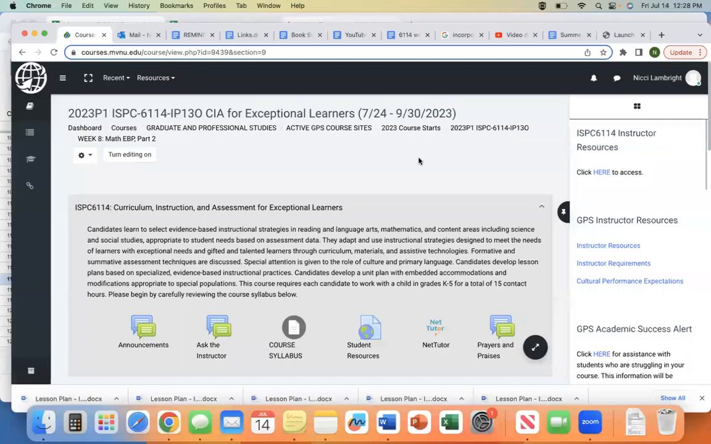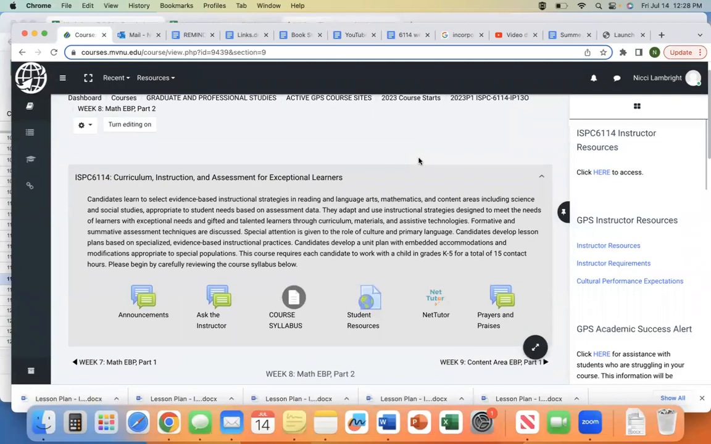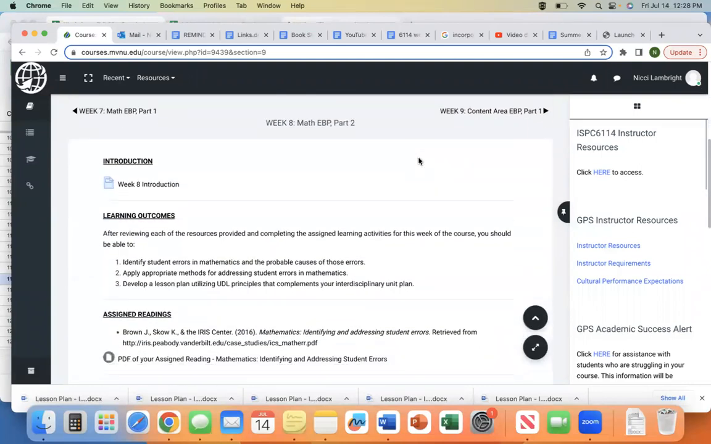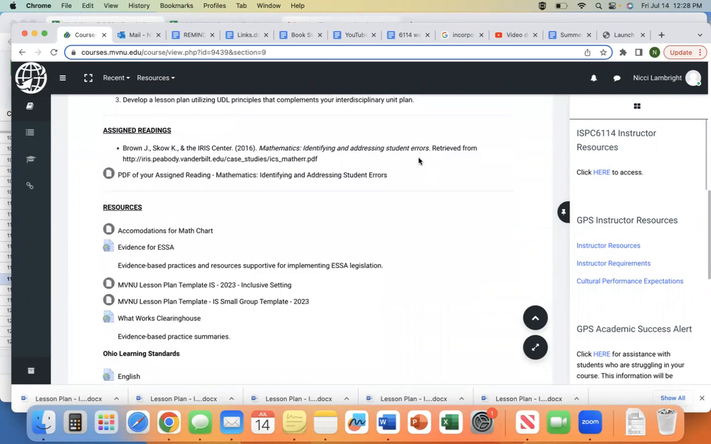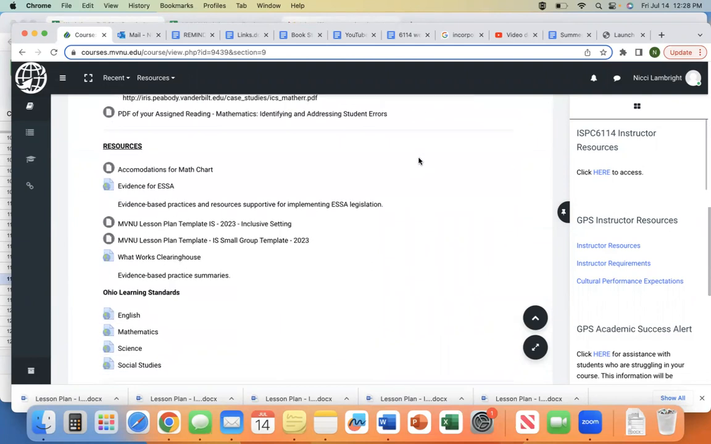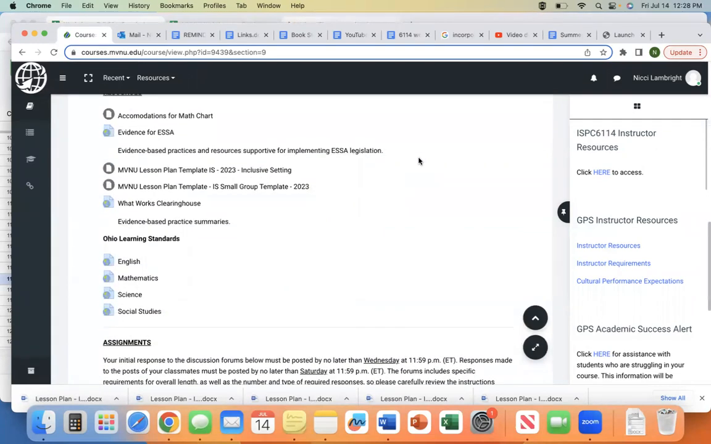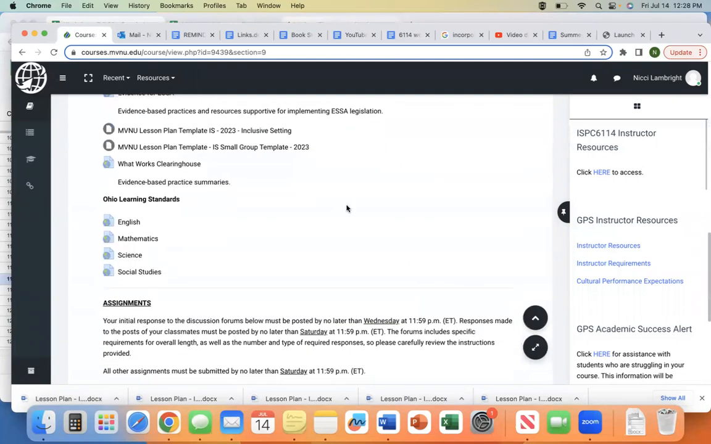Okay, so this is week 8 of our course, and we are looking at evidence-based practice with math. So you will go through your introduction, learning outcomes and readings, again from the IRIS Center. And then we have some Ohio Learning Standards for you, the What Works Clearinghouse again, and you'll note that there are a couple of lesson plan templates that I'm going to go over in a little more detail in just a moment.